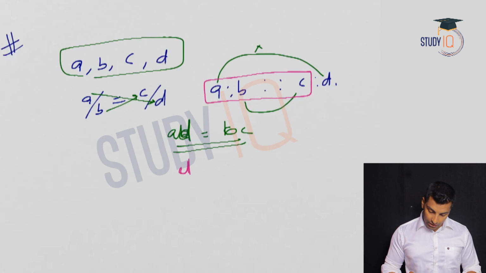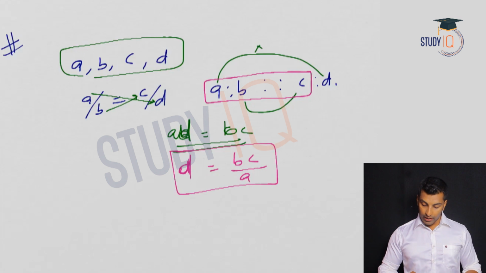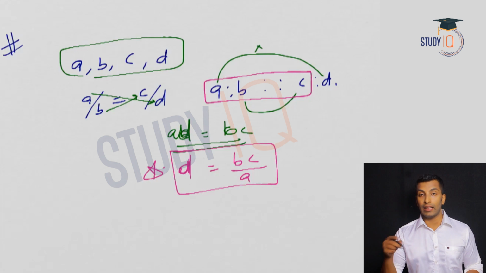Okay, so if D is not given, and A, B, C are given, then D is BC by A. Similarly, you can find the others also. So if there is one unknown, you can find it. The reason is the property: if four quantities are proportional, the product of the extremes will be equal to the product of the means.